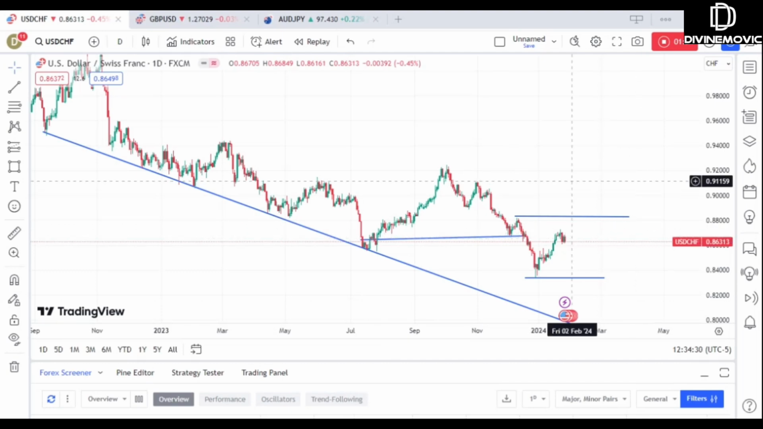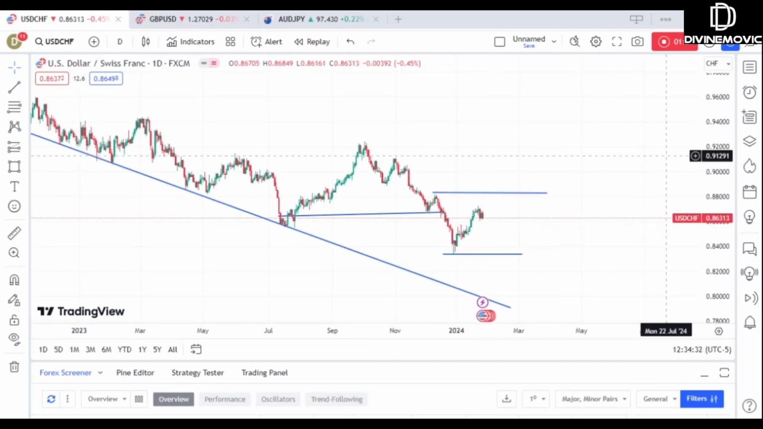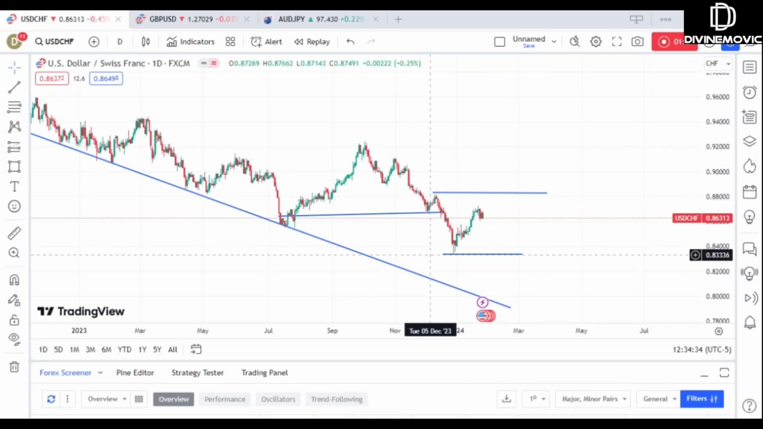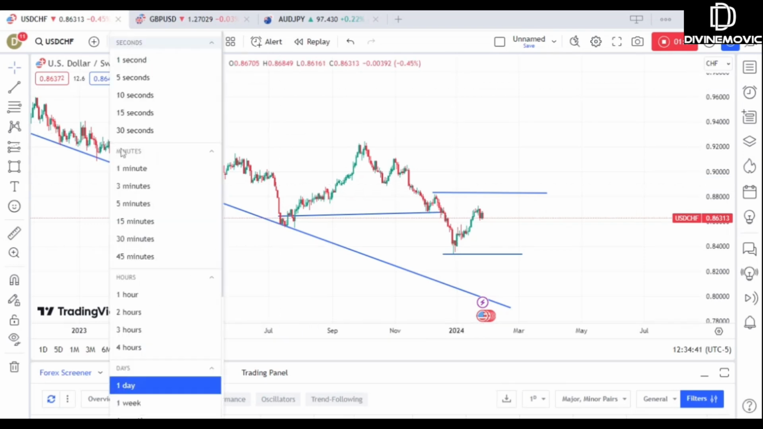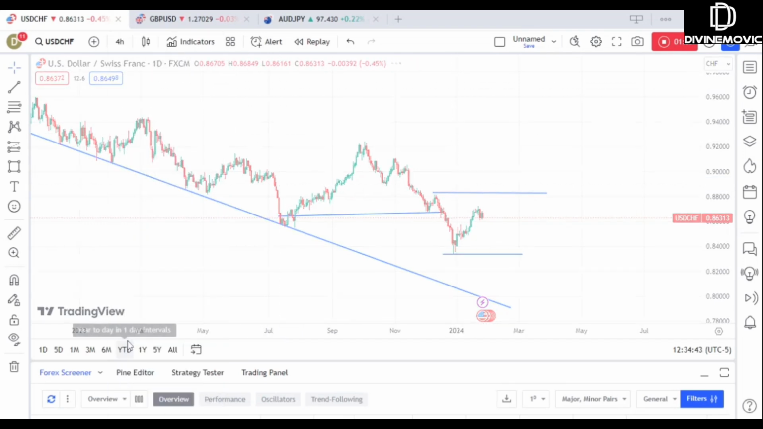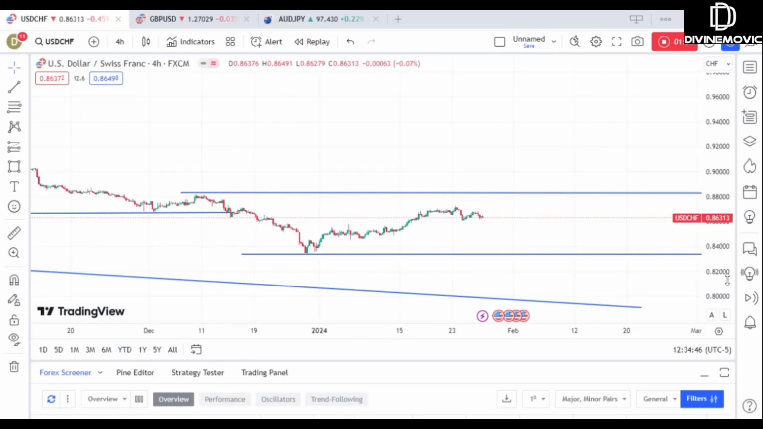Now what I'm going to do next, we're simply going to go to the 4 hours time frame and understand the market structure and as well identify our point of interest, or say our area of concern. Now on the 4 hours time frame, if you look carefully, let me zoom up a bit.